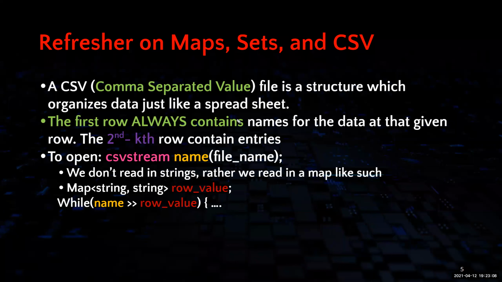Some quick refresher on terminology. To open our CSV stream, we use the CSV stream class, give it some name, and enter our file name into it. We don't read in strings, which is kind of weird. We actually read in a map like this, of strings to strings, and we call it row value. Then to read in our CSV file, we say while the name of our file, so while we can read in this map of strings to strings, we can go ahead and process our data.